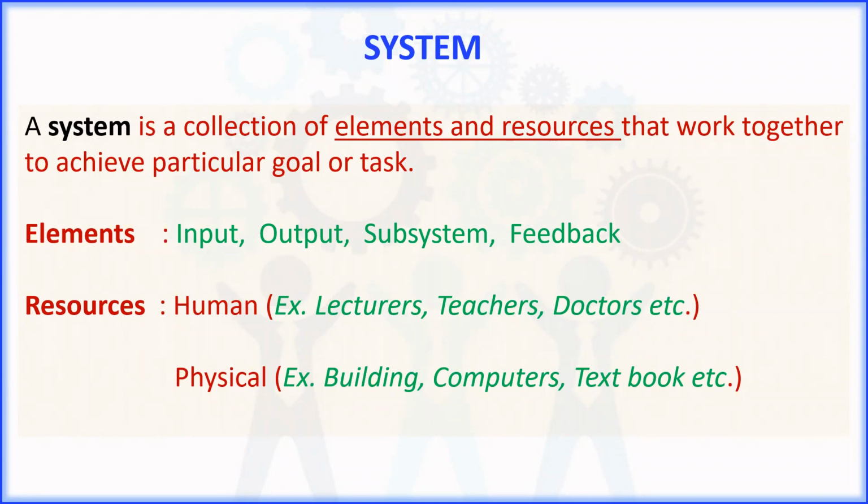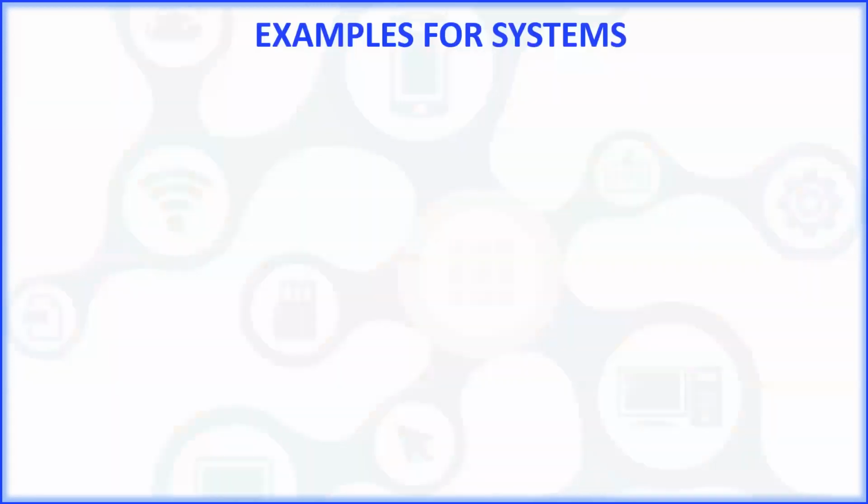Here, identify what is system, then examples for some systems. Earlier I mentioned some examples for systems: a hospital is a system, a school is a system, a bank is a system, then educational institutes like universities, the railway, the transport system. In that way, we should identify some examples here.